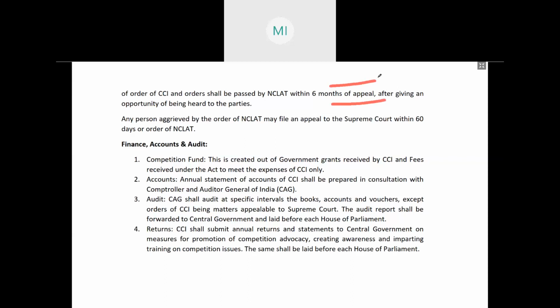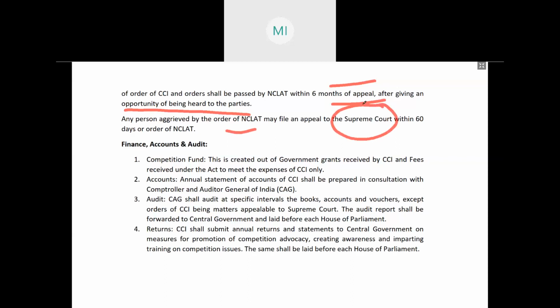After giving an opportunity of being heard. This is nothing but what we discussed, that principles of natural justice have to be followed, right? And if you're still not happy with the orders passed by NCLAT, within a further period of 60 days of that order, you can always approach the highest court of the land. Remember, there is no involvement of the High Court here. Straight away from this, you will go to the Supreme Court.